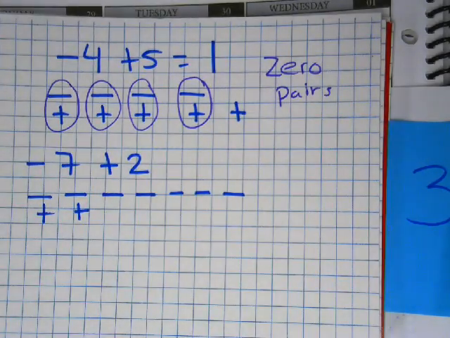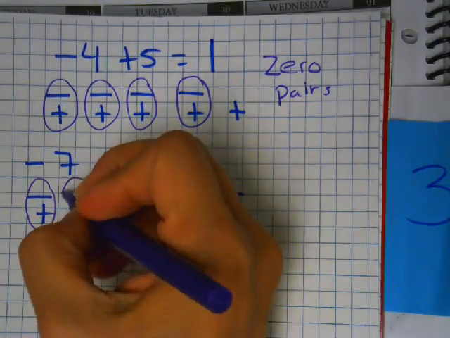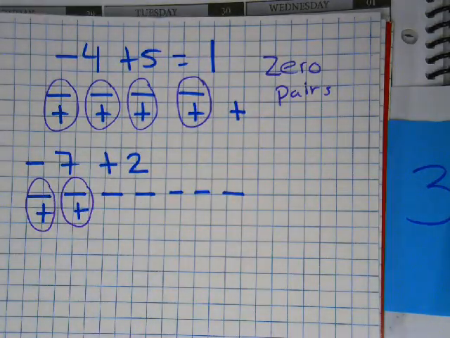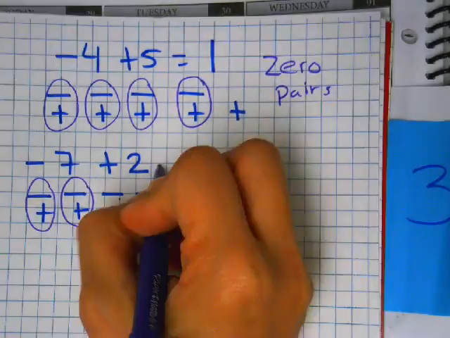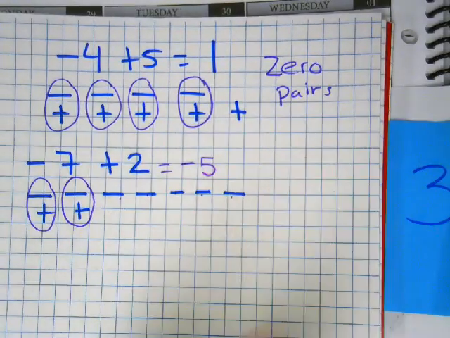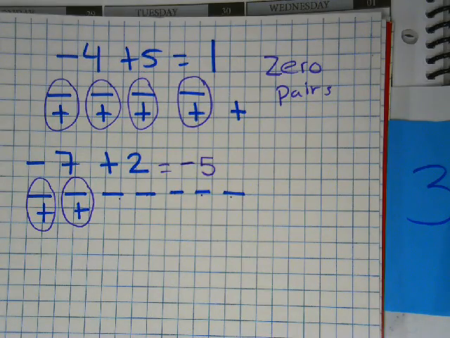How many zero pairs did I create? 2, right? 2 zero pairs right there. What do I have left over? 1, 2, 3, 4, 5. They're negative, so my answer is -5. A lot of times kids prefer this to the number line. And I do too, for sure.